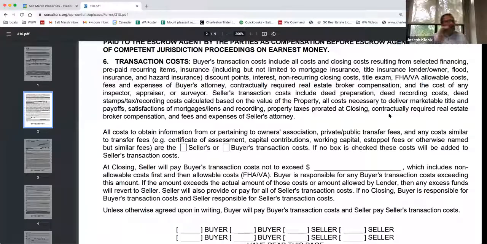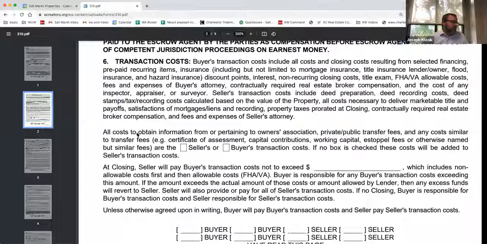This is the part where it discloses what the typical transaction costs are. I'm not going to go into the details of all of them. I'm really going to talk about where we get involved as it relates to negotiation. This talks about what the typical transaction costs are for both the buyers and the sellers in the contract.